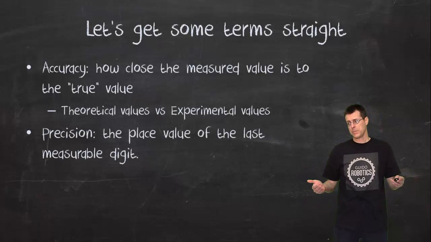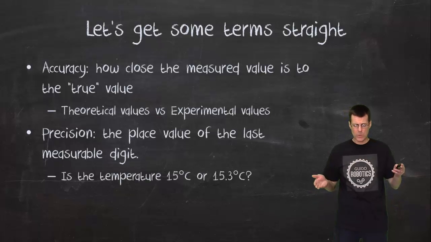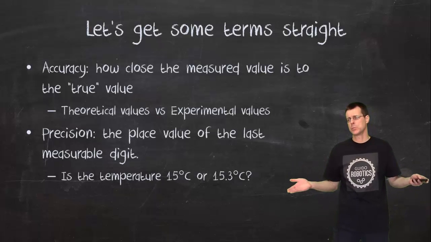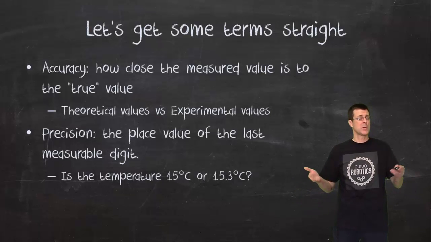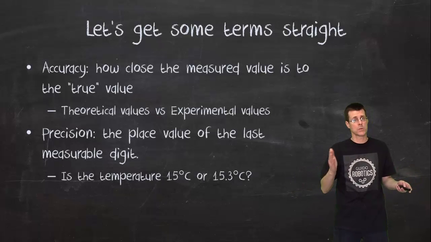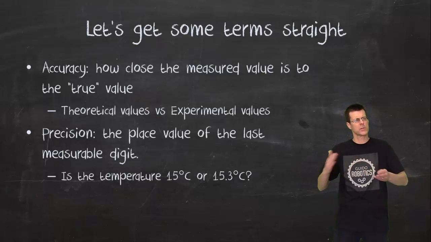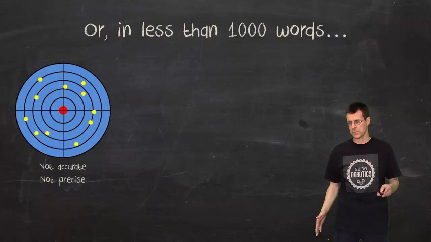Then there's precision, and that effectively comes down to how good was my measuring tool, which turns into how good is my measurement. If you have a thermometer and you say, oh, it's 15 degrees, is it exactly 15, or is it 15.3, perhaps 15.1, perhaps 15.4? Any one of those would round down to 15, and 14.7 would round up to 15. So I can have a fairly decent sized temperature range, and I'm still calling it 15.